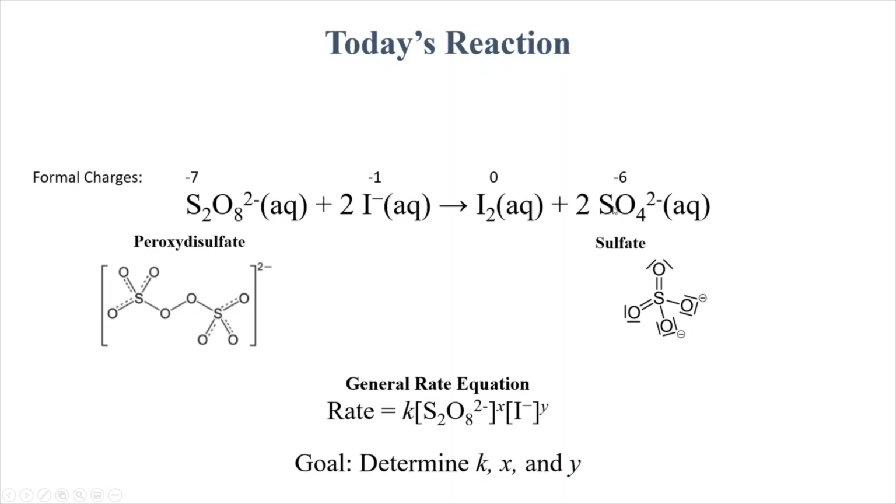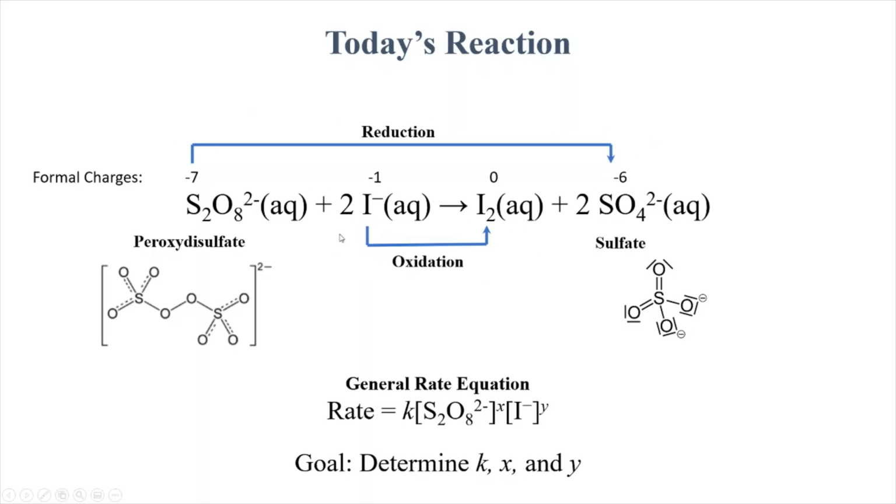And we can do the same thing for sulfate. So over here we have -2 times 4 gives us -8. Since we have an overall charge of -2, that's going to give us a formal charge of +6. So what's happening here is we have a reduction of the sulfur from sulfur +7 to sulfur +6 in the sulfate. And we have an oxidation of the iodide going to I2 as the coupled half reaction. So we have the reduction half reaction and we have the oxidation half reaction.